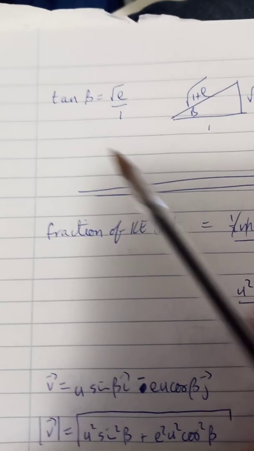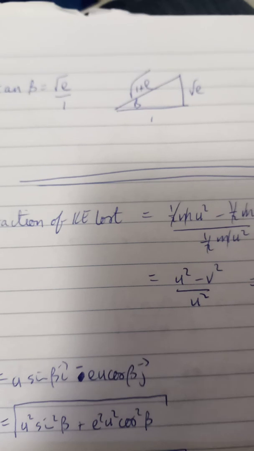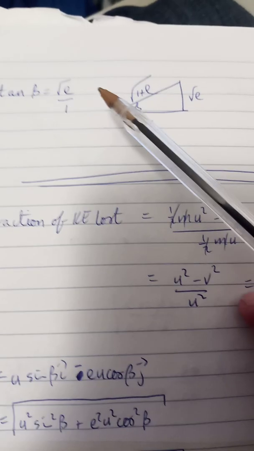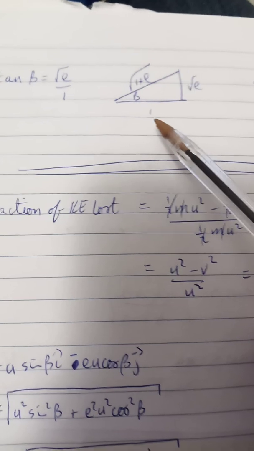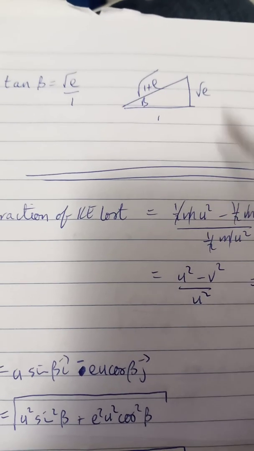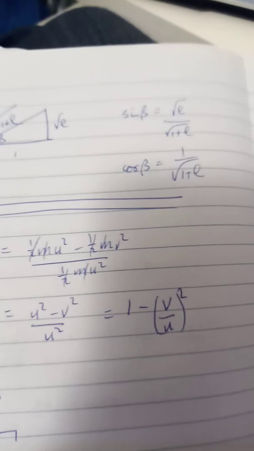And like so many questions in applied maths, what you need to be thinking of is the second part will rely on the first part. Tan beta is root E, so tan beta is root E over 1. Draw a model triangle. Tan is opposite over adjacent, so opposite is root E, adjacent is 1, and use Pythagoras to get the hypotenuse. Once you have that, then we'll be getting the sine and the cos.